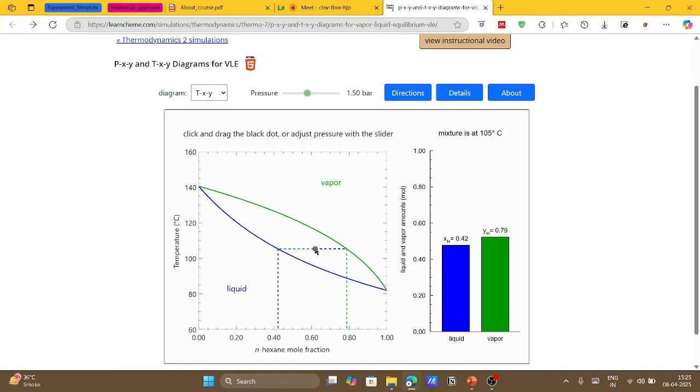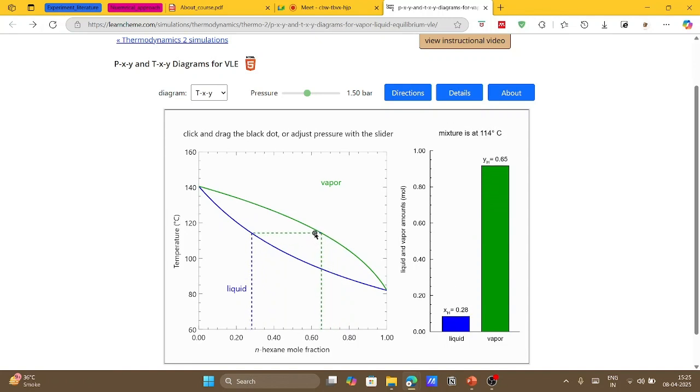As you further increase the temperature, you can see the vapor phase composition is increasing more and more till a point where you cross the dew point line. Once you cross the dew point line, all of your mixture has been converted into the vapor phase. So you don't have any liquid phase composition.